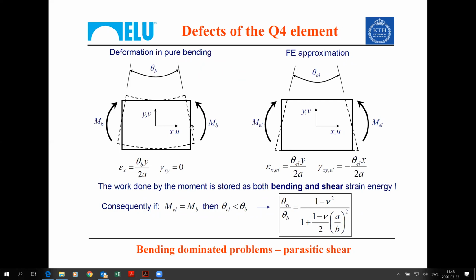undeformed, so there will be straight lines. Here, however, the edge will have a bended shape corresponding to our bending deformation. So this is how the edge will deform.